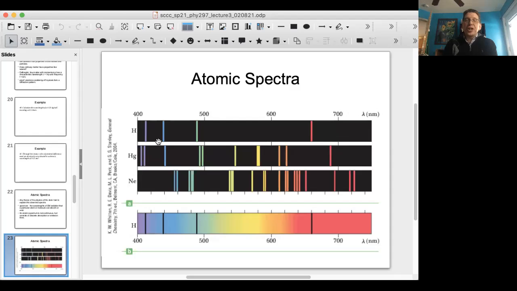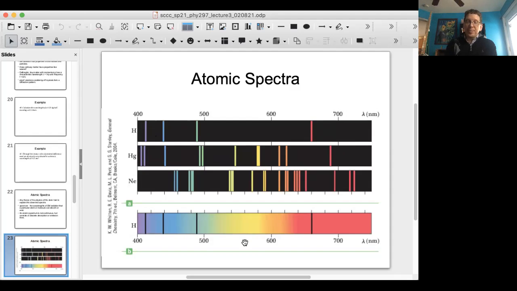So this is hydrogen. You have a line in the low 400s that's violet, another line that's sort of bluish, a line that's more green, all of which are between 400 and 500 nanometers, and then another line that's red between 600 and 700. For mercury, it's a bit more complicated. For neon, it's more complicated still. And that's the emission spectrum of hydrogen.